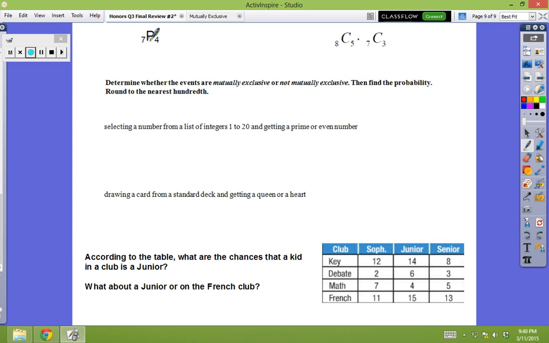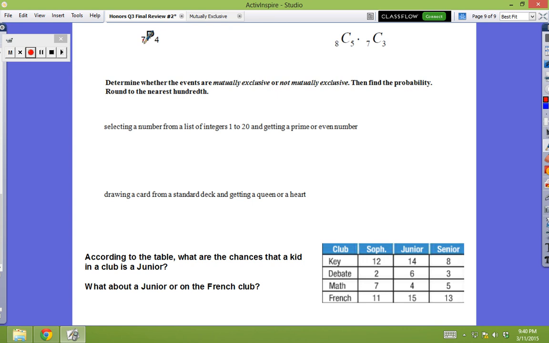Okay, this is permutation. So 7 is the N, 4 is the R. So you've got 7 people to choose from, and you're going to choose 4 of them. So 7 permutation 4 is the same thing as 7 factorial over 7 minus 4 factorial. And what is that? Let's see. That's going to be 840.